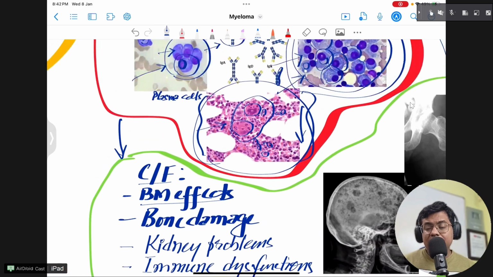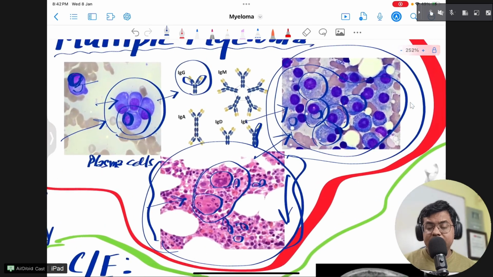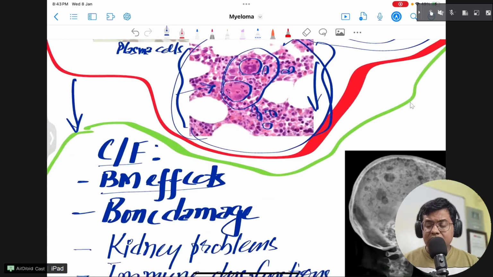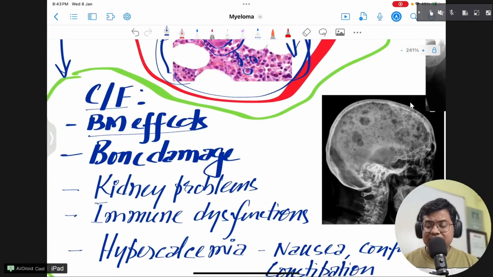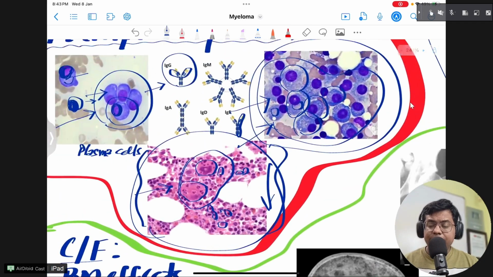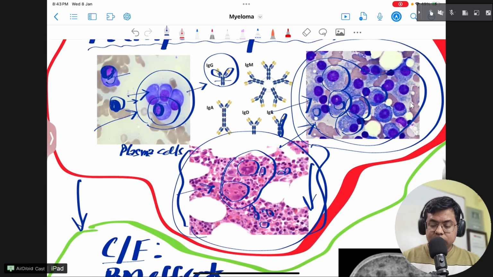Now, these abnormal plasma cells, these clonal plasma cells, what does it mean? Clonal means these abnormal plasma cells are produced from a single cell. So, this is monoclonal, that is derived from a single cell. So it is a clonal or monoclonal cell. And these abnormal cells produce abnormal antibody, or sometimes some abnormal proteins are also produced, which is known as M protein.